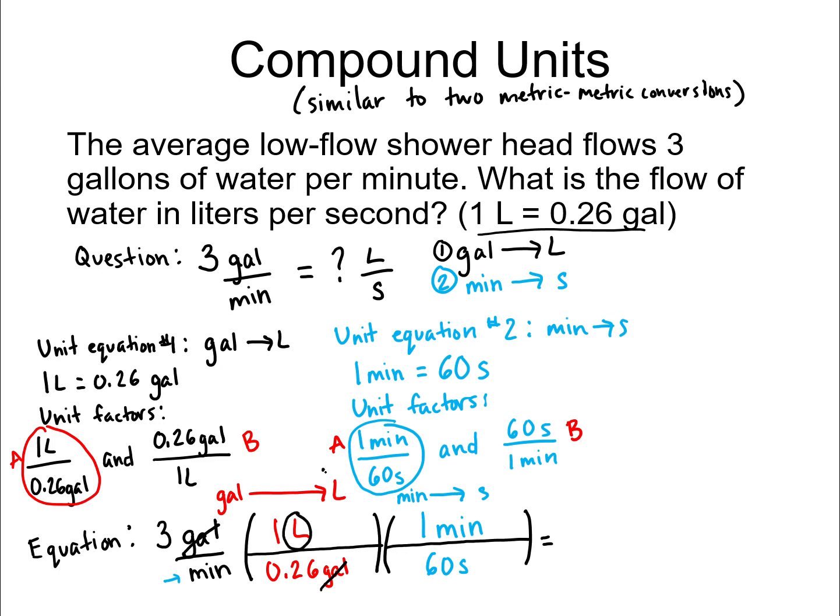We're left with liters on the top. Good. Then we've got minutes in the denominator canceling with minutes in the numerator of our unit factor. And we've got seconds in the denominator. So those are our units, liters per second.